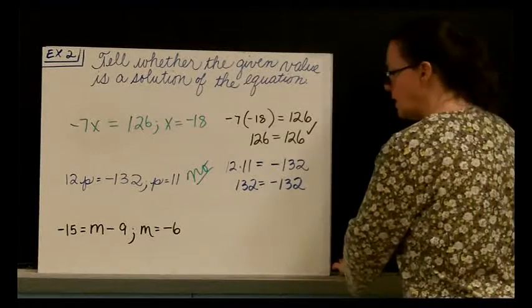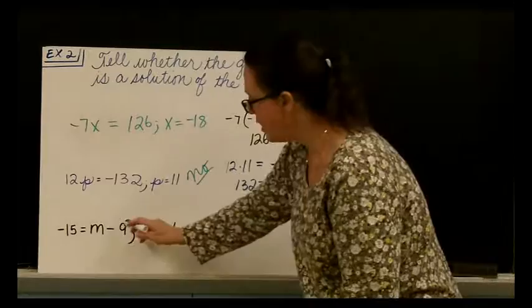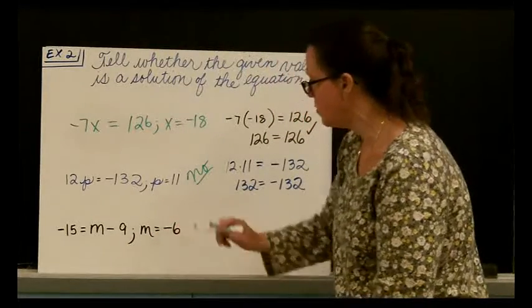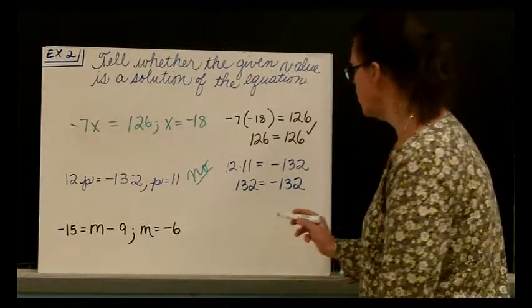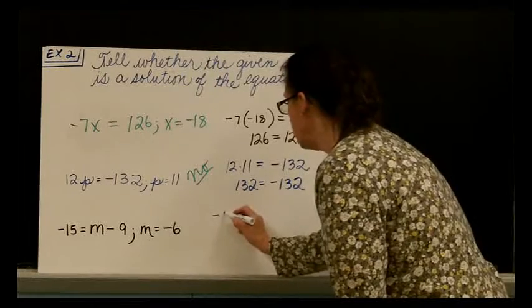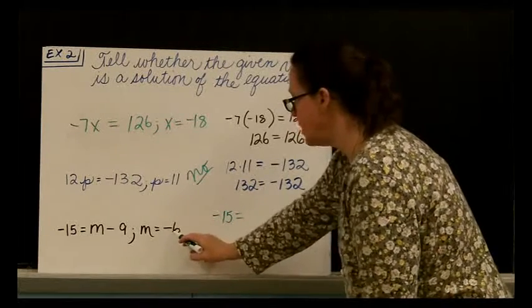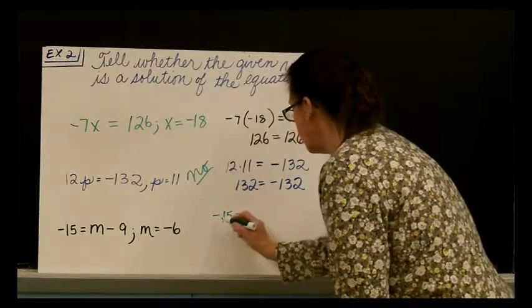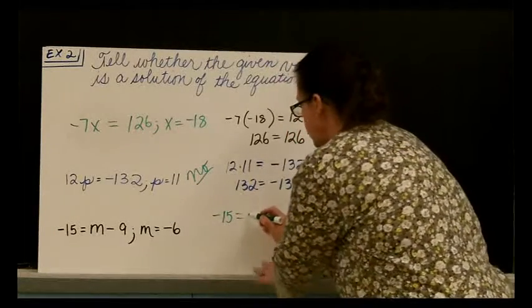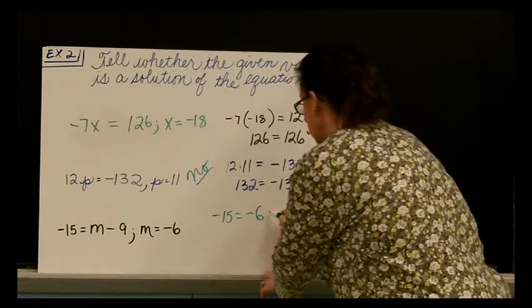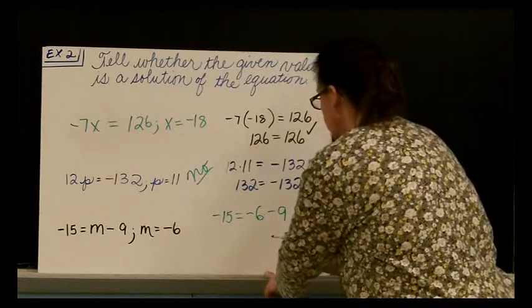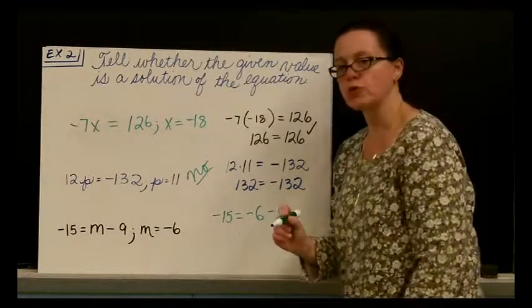Negative 15 equals m minus 9, and here we're being told that m equals negative 6. So again, we will rewrite our equation, but we'll substitute a negative 6 for our m. So we have negative 15 equals negative 6 minus 9. So here we get to practice our rules of integers.